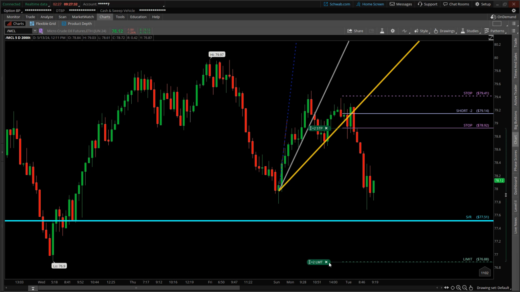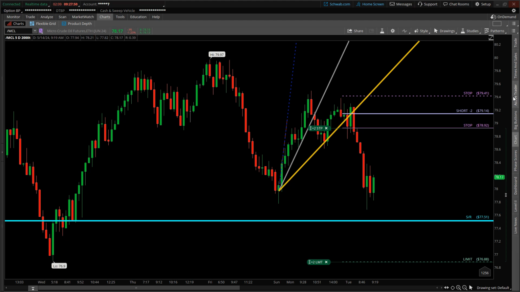On the downside, I've also walked my limit order lower. It was originally at the support level, so I've walked it down to $76.88, a few pennies lower than the 7-day low of 76.90.